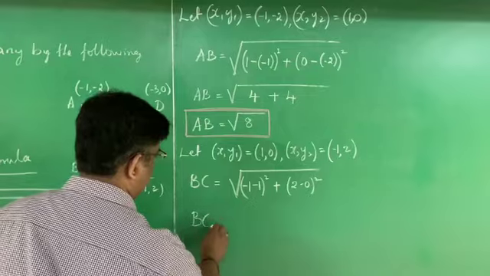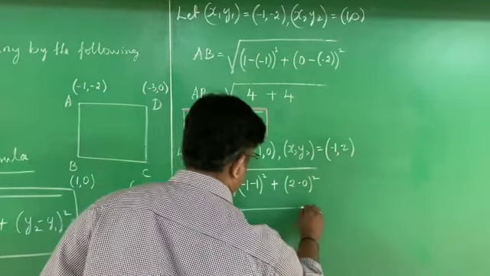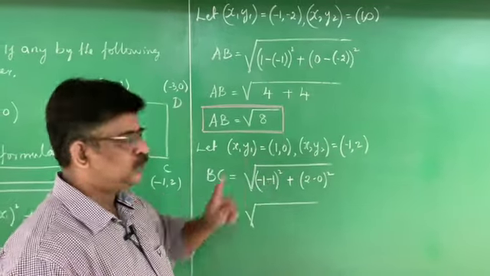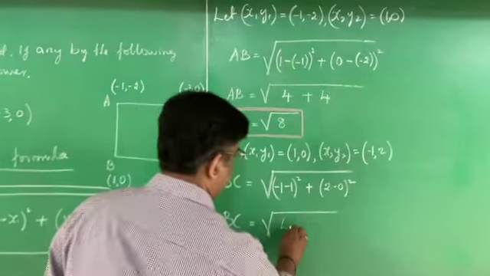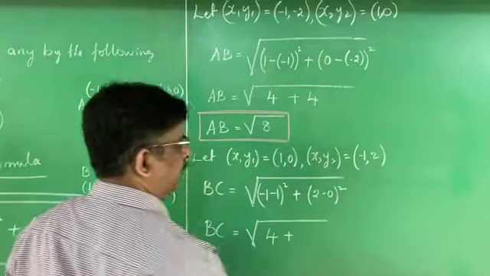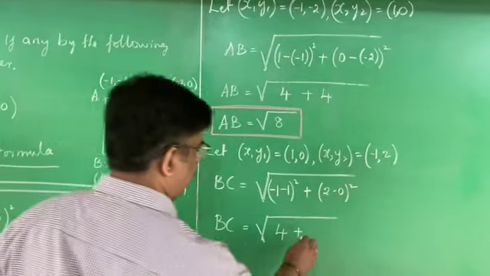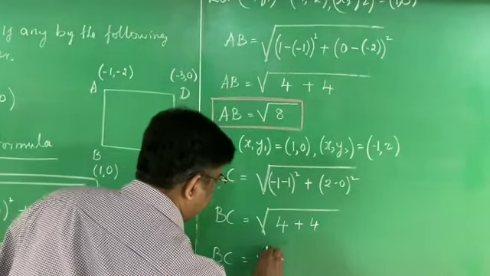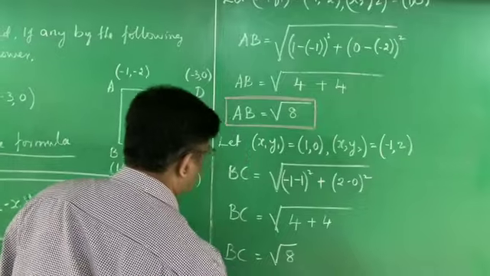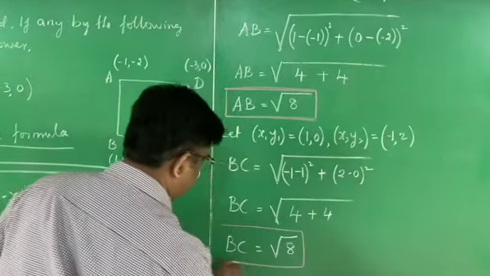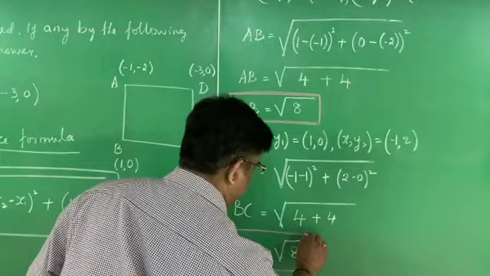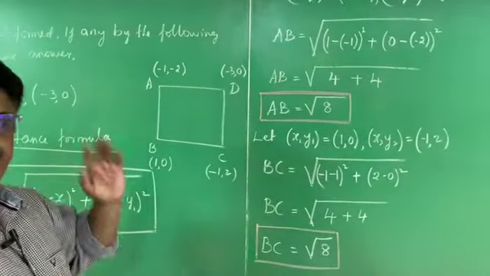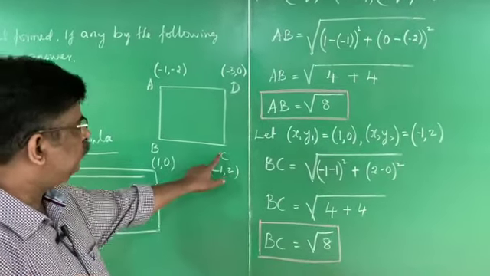BC is equal to, now I write directly, you should have an idea now. Minus 1 minus 1 is minus 2. Minus 2 square is 4. And 2 minus 0 is 2. 2 square is 4. Then I got BC as root 8. The length of BC is also equal to root 8. I can even write this root 8 as 2 root 2, but I don't write it. BC is over.